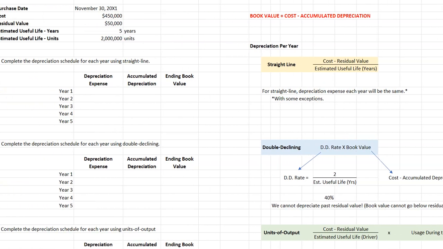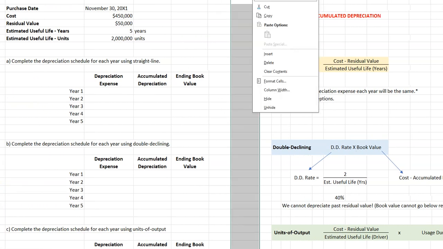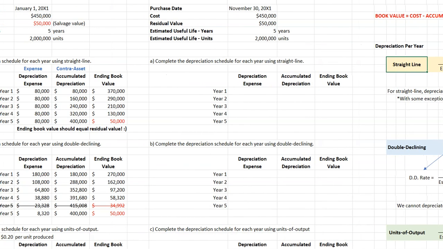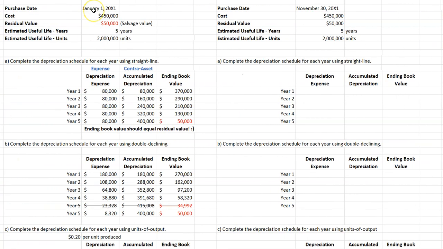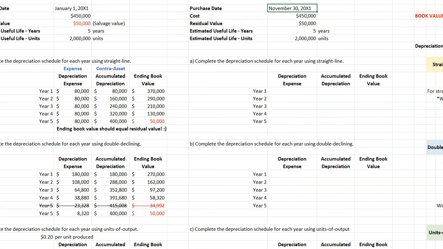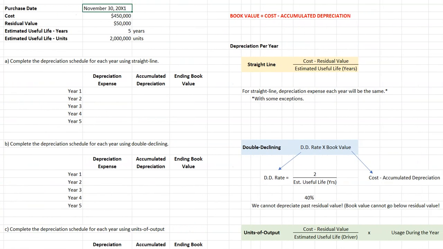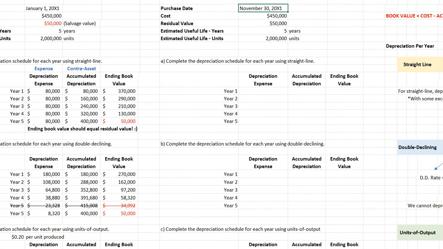Okay. So in this example, we are assuming that this company, instead of purchasing this fixed asset on January 1st, is purchasing it on November 30th. So essentially they are purchasing the asset 11 months into the year, and they only owned the asset for 1 month out of the year. So how does this really change the whole big picture?